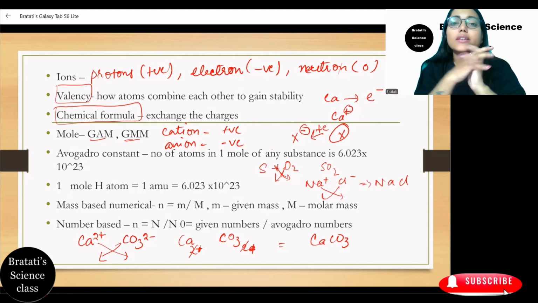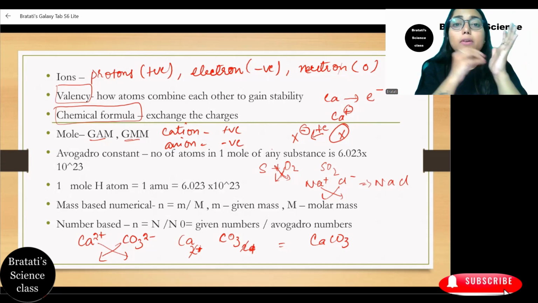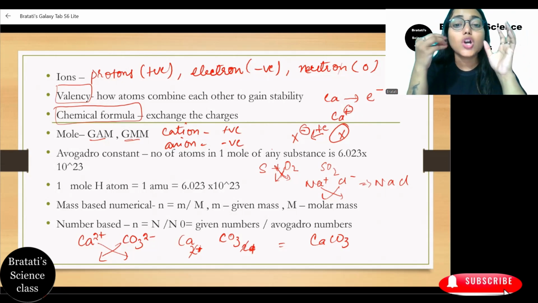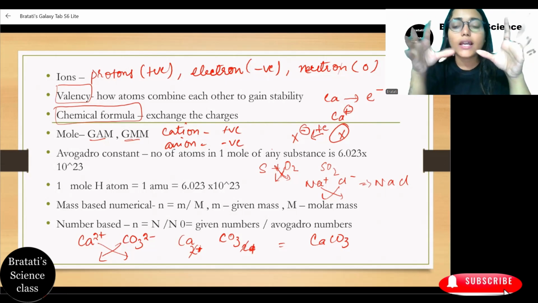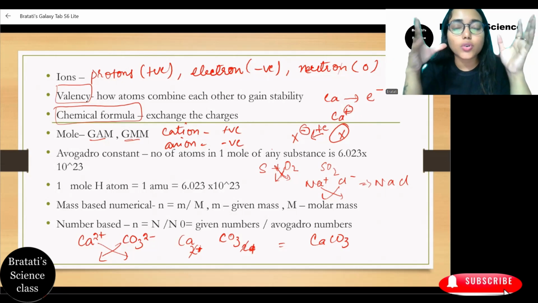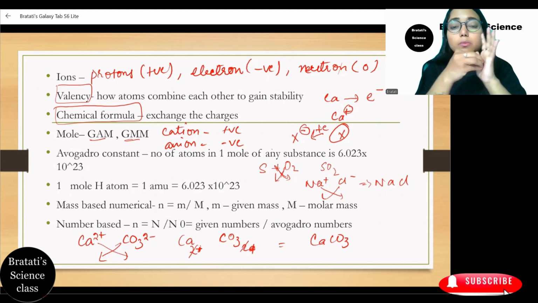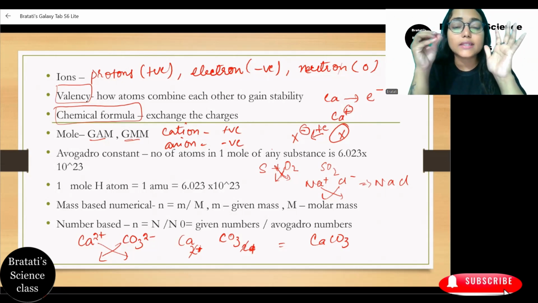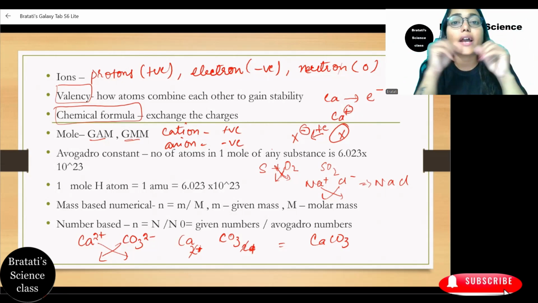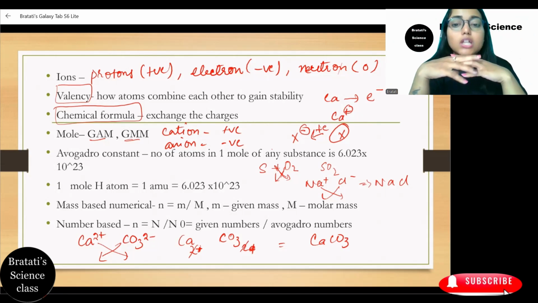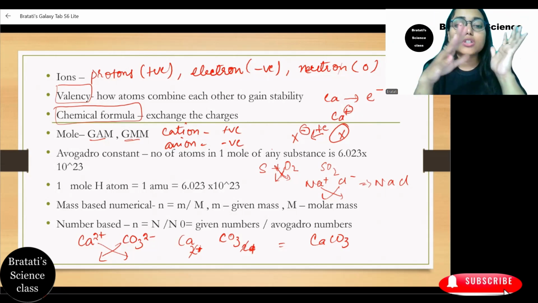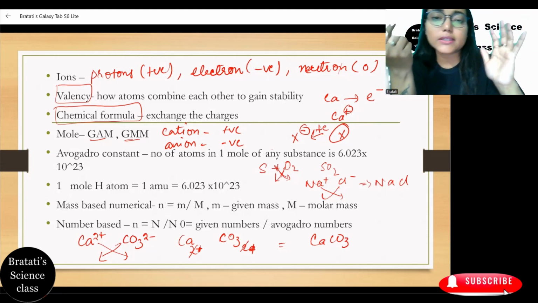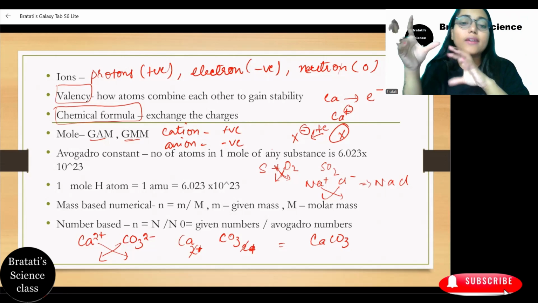Now, what is the Avogadro constant? The number of atoms or molecules or any particles present in 1 mole of any substance is always constant. So in 1 mole of any substance, it can be a book, pencil, non-living, living, any objects, 1 mole of substance contains 6.023 into 10 to the power 23 number of atoms or molecules or particles, whatever it is. So this constant number is the Avogadro number. That means 1 mole of hydrogen atom will have 1 atomic mass unit, or 1 u, which is again equal to the Avogadro number.